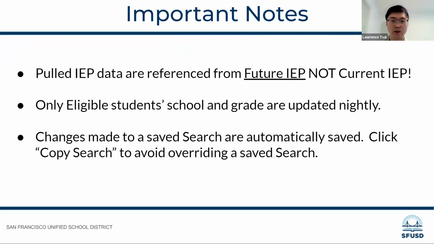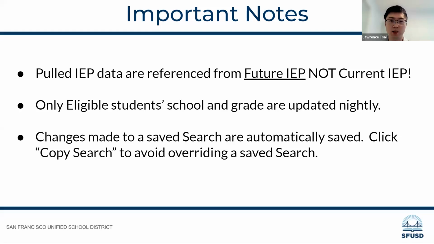Okay, so there's some important nuances that I want to go over. Whenever we do any polling report from SEIS, they are referenced with the future IEP, not the current IEP. The reason why is that's the way SEIS is built, and so you need to be very careful of that. So if a student already held a current IEP and someone edits the future IEP, it might be different information from the current IEP. So you need to be aware of that.